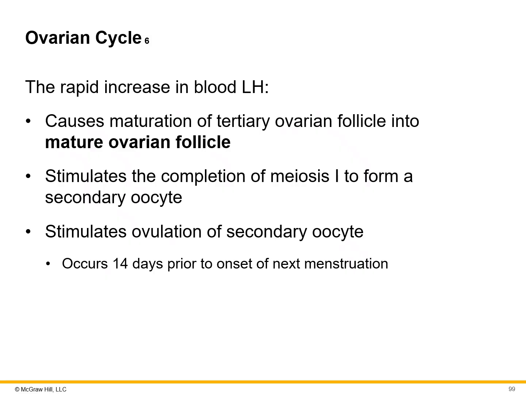Okay. So for your ovarian cycle, the rapid increase in your blood LH, your luteinizing hormone, causes the maturation of your ovarian follicle. That stimulates the completion of meiosis 1, and that moves it to what? Your secondary oocyte. Then that stimulates the ovulation of that secondary oocyte, and that occurs around 14 days prior to the onset of your next menstruation. So ovulation is a secondary oocyte that is released from an ovary and carried by the uterine tubes towards the uterus.